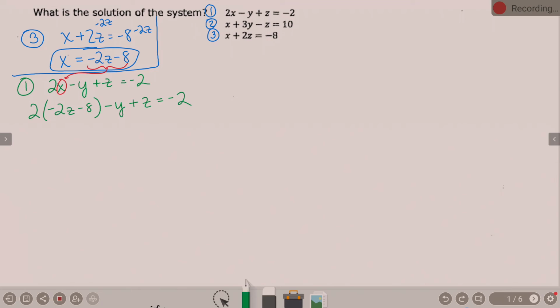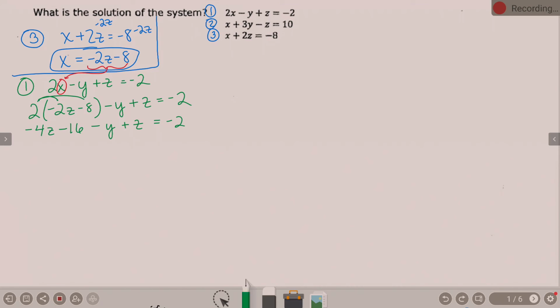Mathematically, what do I do here? Distribute first. When we multiply this 2 in, 2 times negative 2z is negative 4z, 2 times minus 8 is minus 16. Still minus y, still plus z, still equals negative 2. I didn't change anything there.